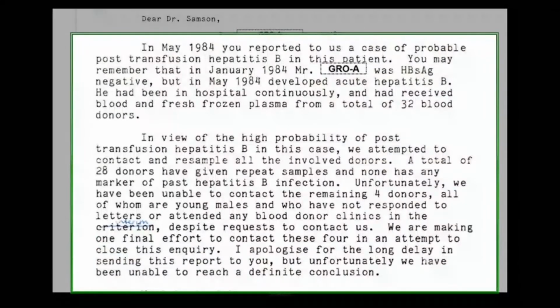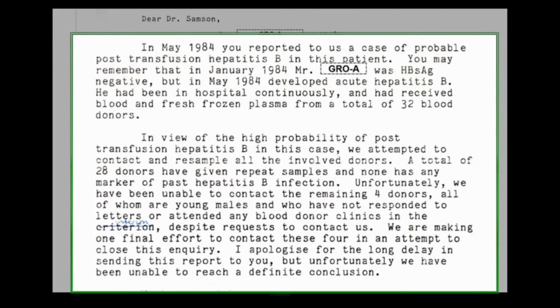Which records that in May 1984, you reported to us a case of probable post-transfusion hepatitis B in this patient. She explains what had happened and then says, in view of the high probability of post-transfusion hepatitis B in this case, we attempted to contact and resample all the involved donors. A total of 28 donors have given repeat samples and none has any marker of past hepatitis B infection.